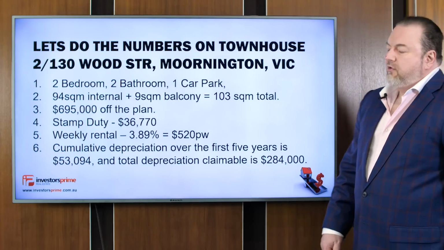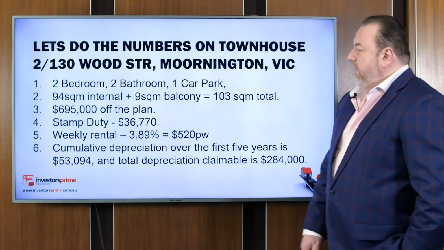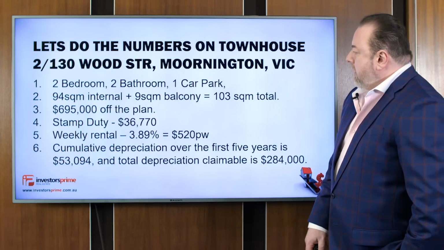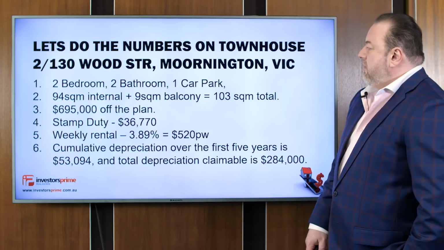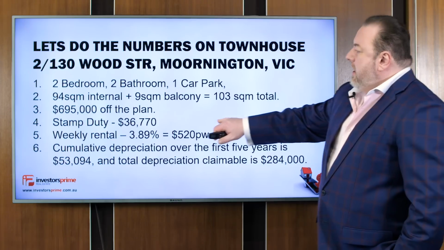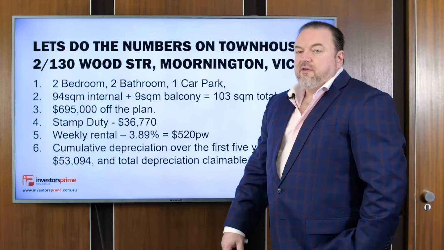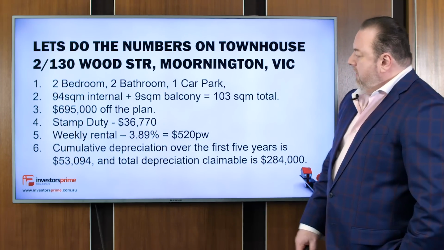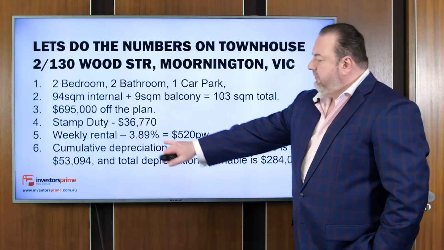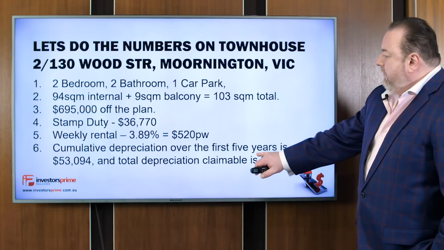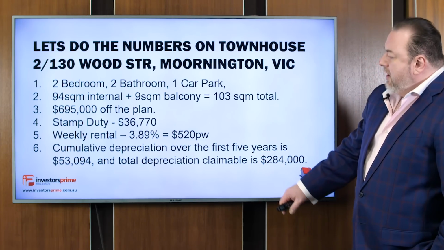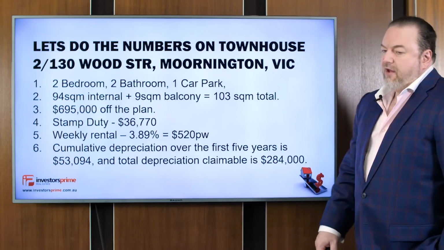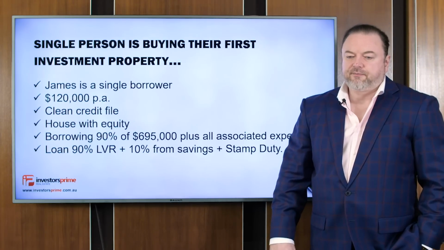Now let me show you the analysis that I do, which is a little bit more comprehensive. So you have 2 bedroom, two bathroom, 1 car park. You've got a 94 square metre internal, 9 square metre balcony, so 103 square metres. $695,000 off the plan. That settles mid next year. You've got the stamp duty, $36,770. Weekly rental, $520 a week, which is 3.89%. And then you have cumulative depreciation over the first 5 years, $53,094. Total depreciation, $284,000, which is building and fixtures and fittings.